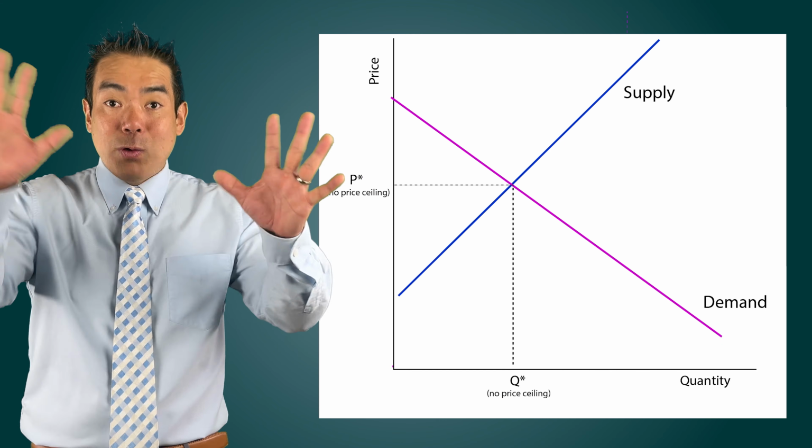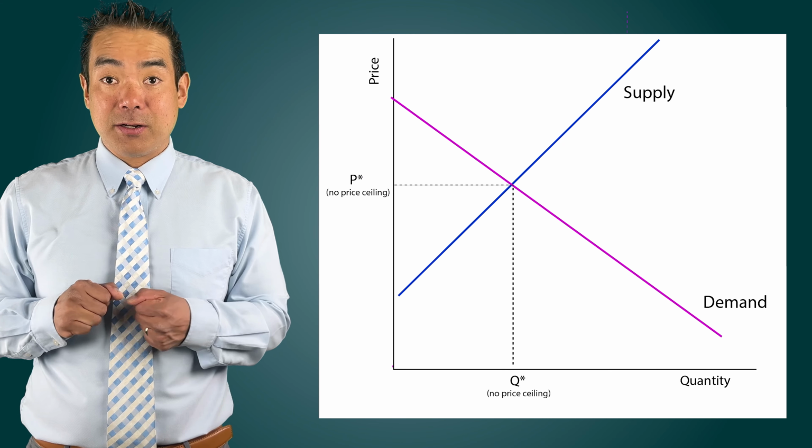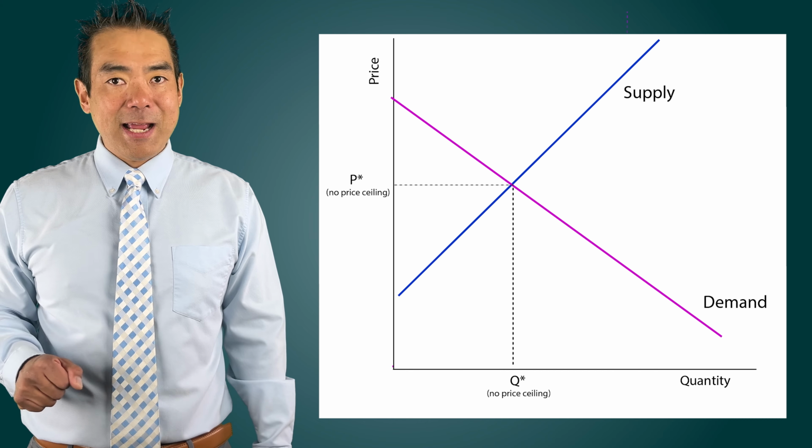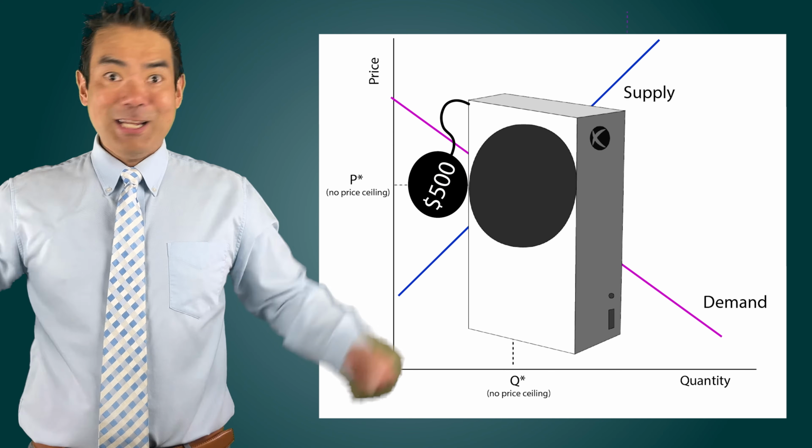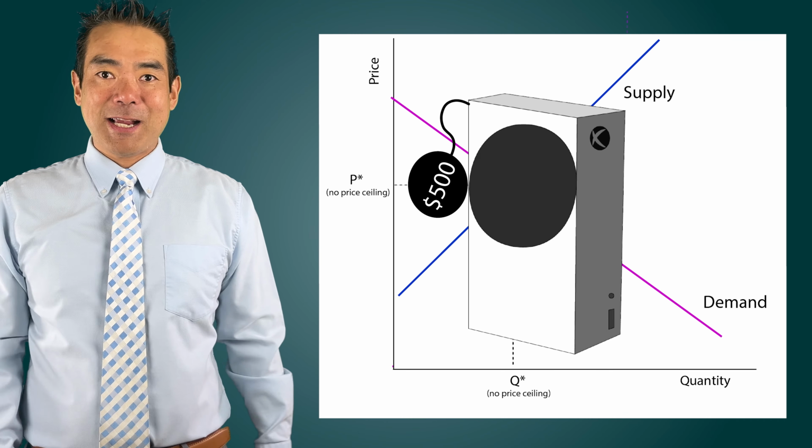Finally, we need to consider, how do we actually decide who gets the apartment when we have price ceilings? What is the method of allocation? When we have no price ceilings, we use the price mechanism to allocate the good or service. If you're willing to pay $500 for an Xbox, you get an Xbox. If you're not willing to pay $500 for an Xbox, you don't get an Xbox. That's the price mechanism in a nutshell.